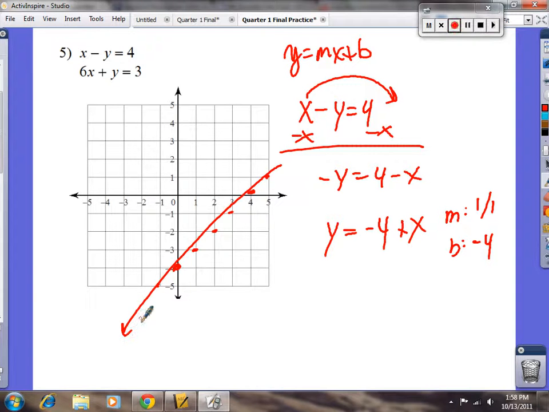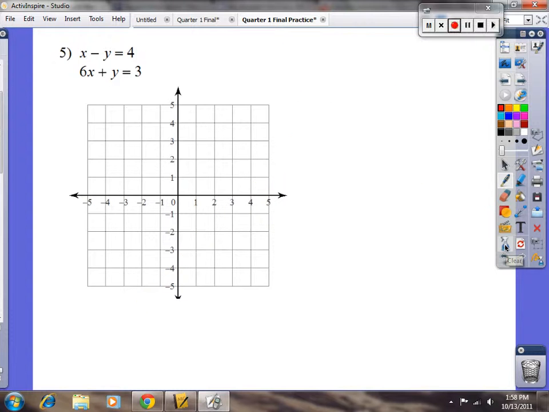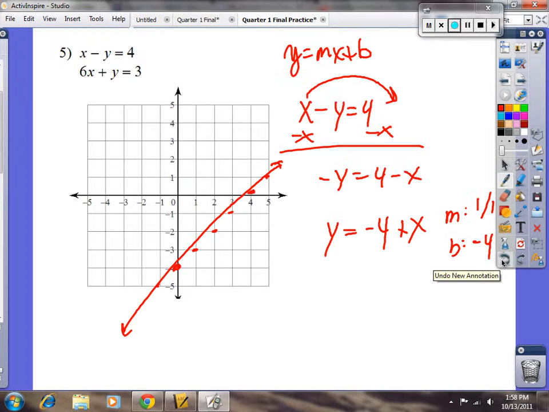Okay, wait. So I have a really hard time with graphing. I always go the wrong way. Oh, shoot. Why'd I do that? We don't know. Ooh, where's the undo button? I don't know, but hit it. Go right there. Oh, nice. Undo button. I didn't know that was even there.